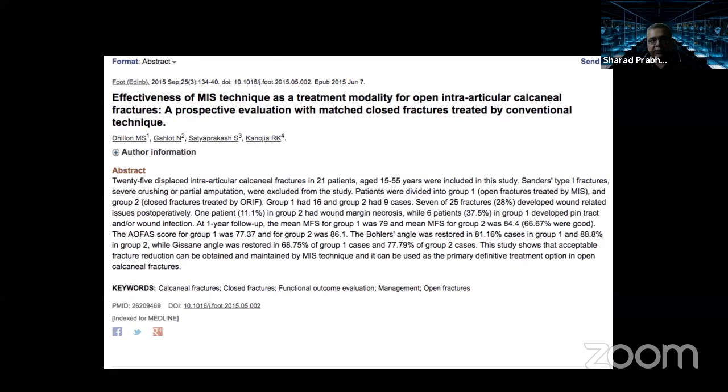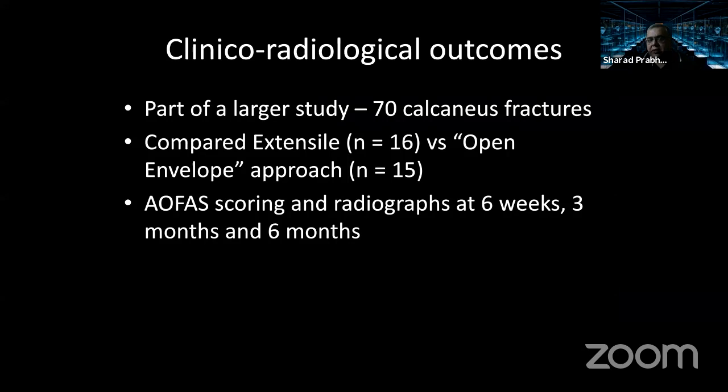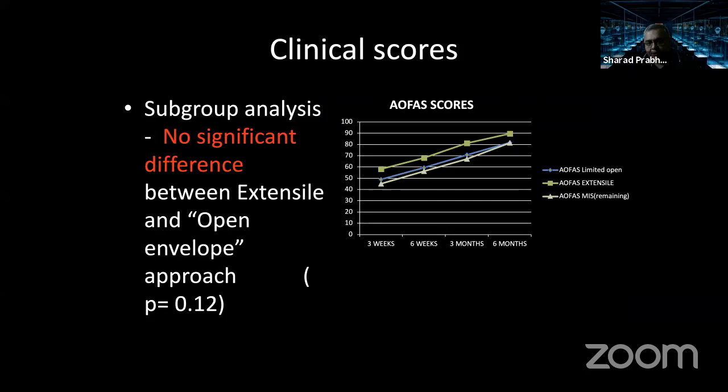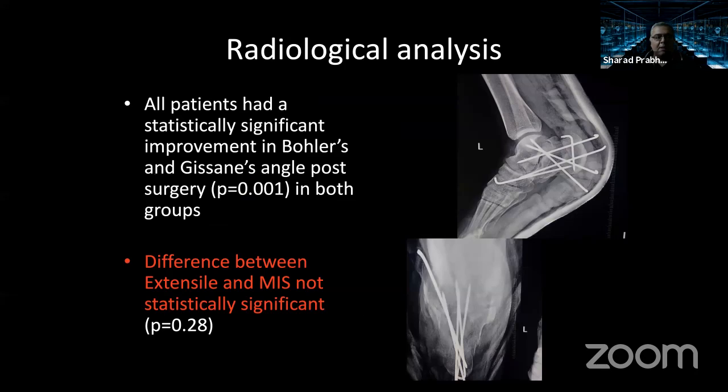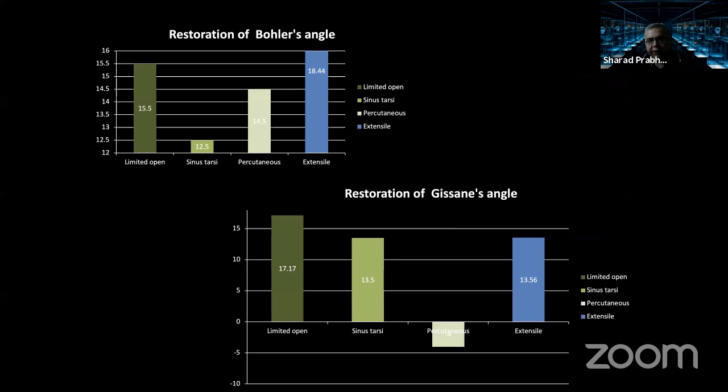As already talked about in this study, this was initially a part of a larger study on 70 calcaneus fractures. The only thing here is in the subgroup difference: we had adequate reduction of the Bohler angle. The difference between extensile and MIS was not statistically significant, but that's because MIS is a mixed bag.